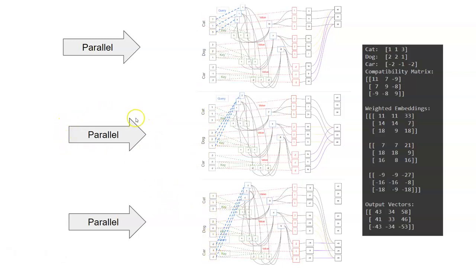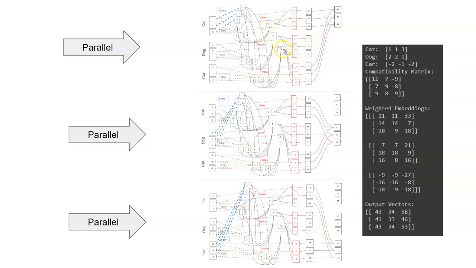That's one of the most important strengths of the transformer. If you use the RNN, you will have to run this first, and then this, and then this. So very slow, but it's been made so that it can run in parallel. Okay. So what do we see here? We see the cat there, okay? The compatible score, okay? 11, 7, minus 9.